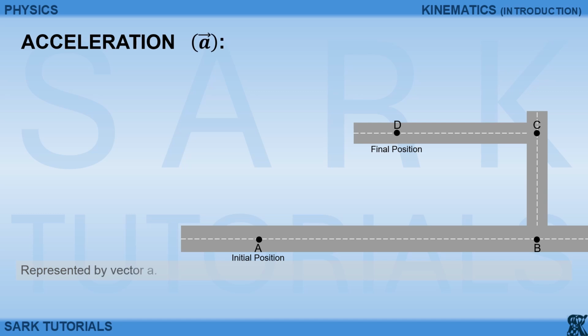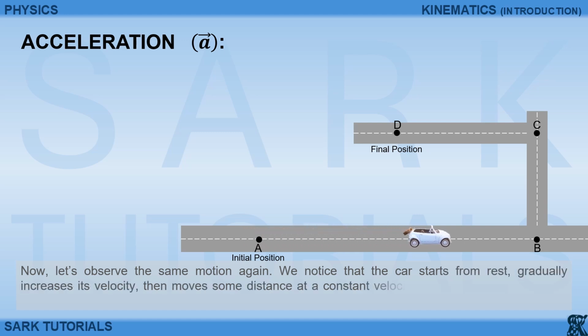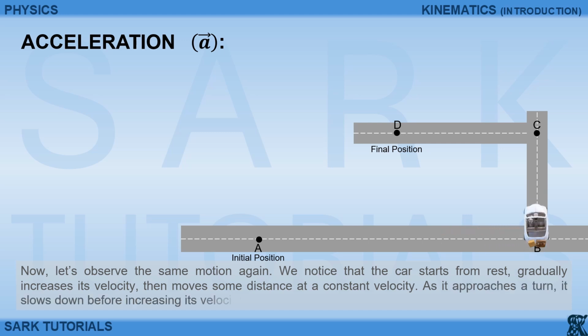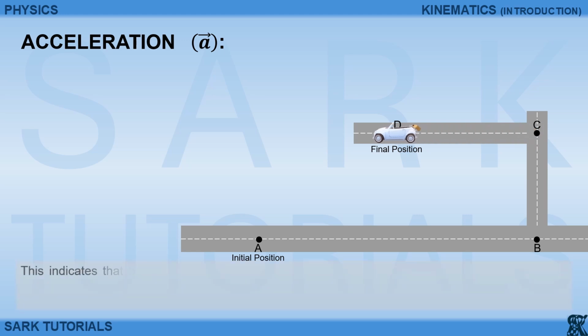Acceleration, represented by vector a. Now let's observe the same motion again. We notice that the car starts from rest, gradually increases its velocity, then moves some distance at a constant velocity. As it approaches a turn, it slows down before increasing its velocity again, repeating this process until it reaches its destination. This indicates that both the magnitude and direction of the car's velocity change throughout its motion.